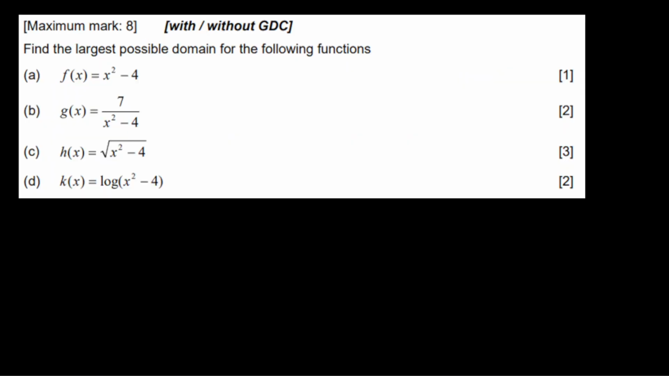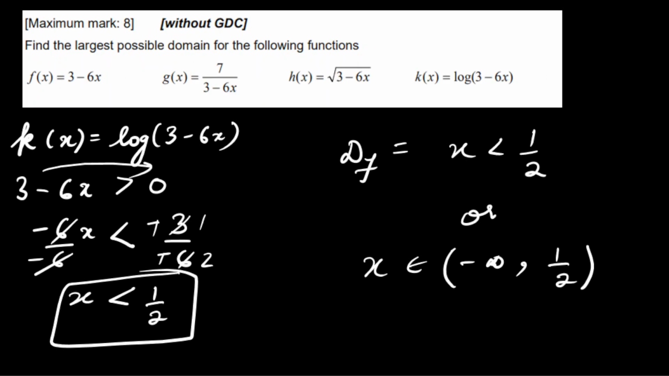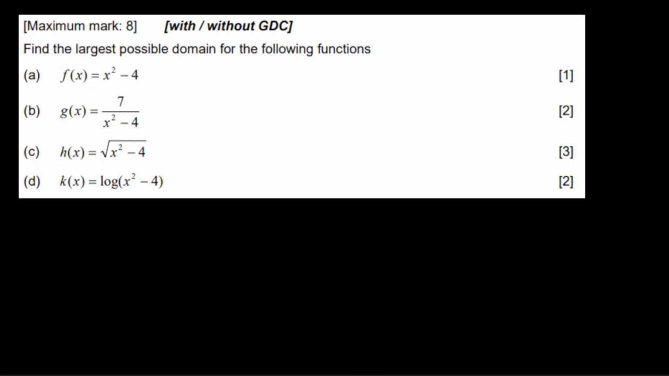Let's do one more question, a similar kind of question. The same 4 cases, we have to find the largest possible domain as we did in this question. So those cases we have to see. f(x) is equal to x square minus 4. This is a simple polynomial function. So for this one, the domain of this function is the set of real numbers. For polynomials, the domain of the function is the set of real numbers.